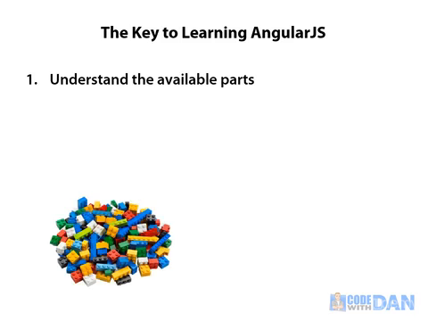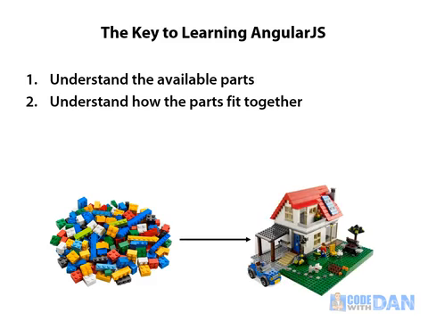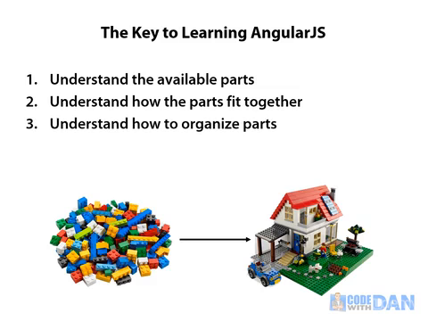I like to think of them as Lego blocks, and I didn't understand how those Lego blocks fit together at all. And so I understood little pieces here or there and how they worked, but I didn't really see the big picture. So we're going to be looking at that. I think the key to learning AngularJS is first knowing what are the different parts that are available, how do those different parts fit together, and then how do I organize those parts to actually build a full application.